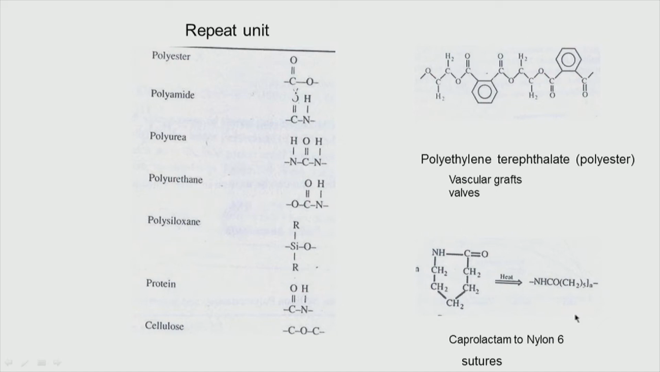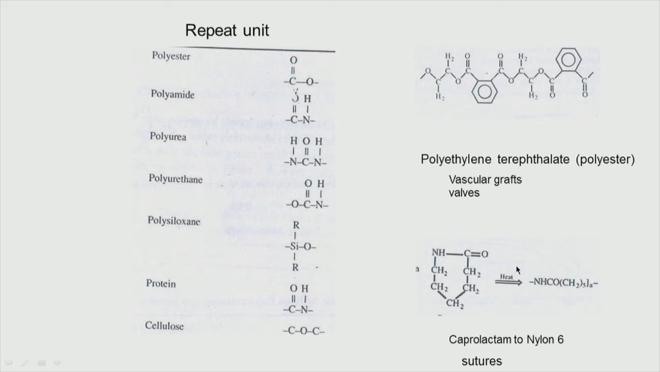Look at this nylon 6. When we put n, that means n could be a very large number. So, it is like this. It starts with caprolactam converted to nylon 6. It is used in sutures, and these sutures are not degradable, they are very strong. Nylon is used in applications where you need very high tensile strength. Those days they used to use it as sutures, but they do not degrade, so nowadays they have switched to other biodegradable materials.